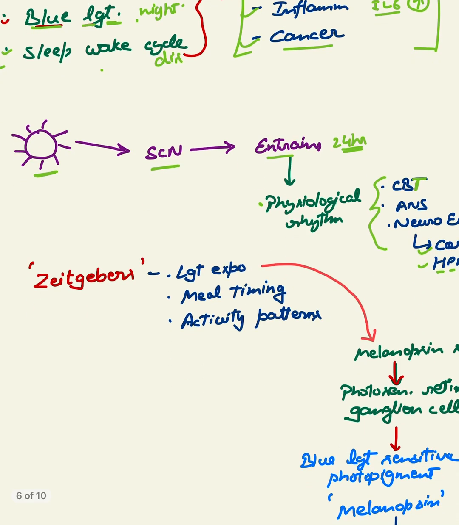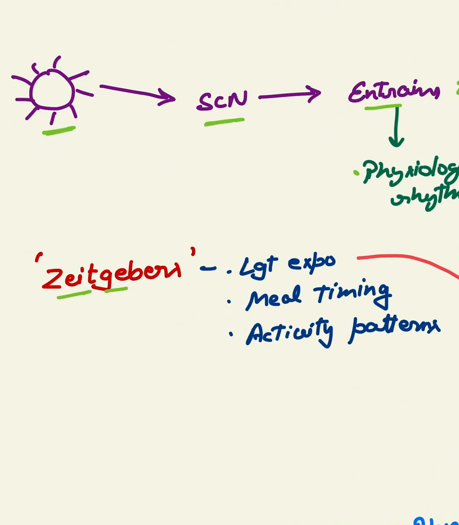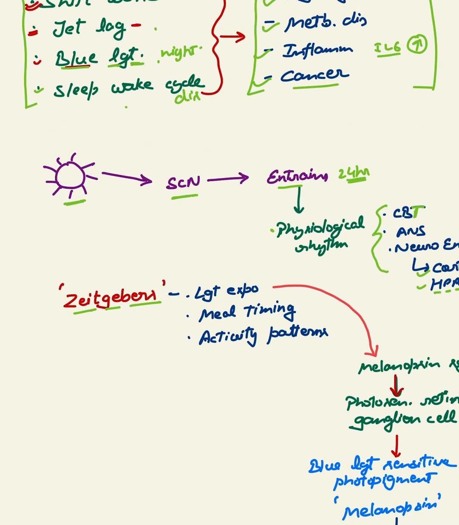Now, what is this? Zeitgebers. Zeitgebers are nothing but signals by which the circadian system is trained on a daily basis, in the form of light exposure, meal timing, and activity patterns. These are all the signals which are called Zeitgebers.